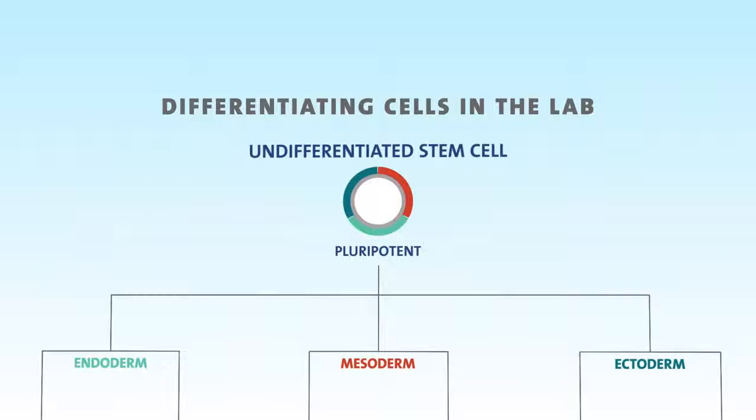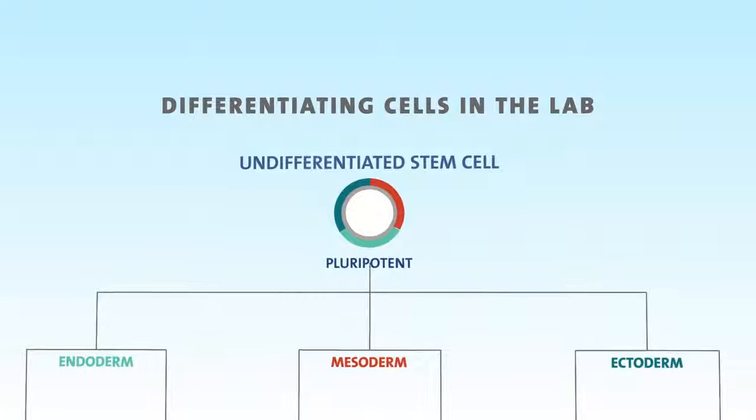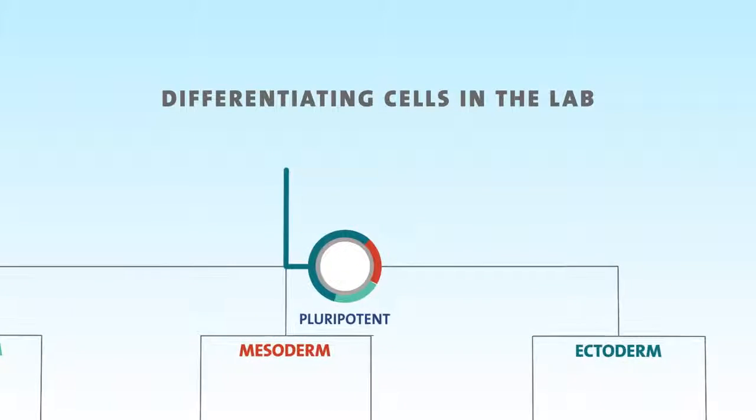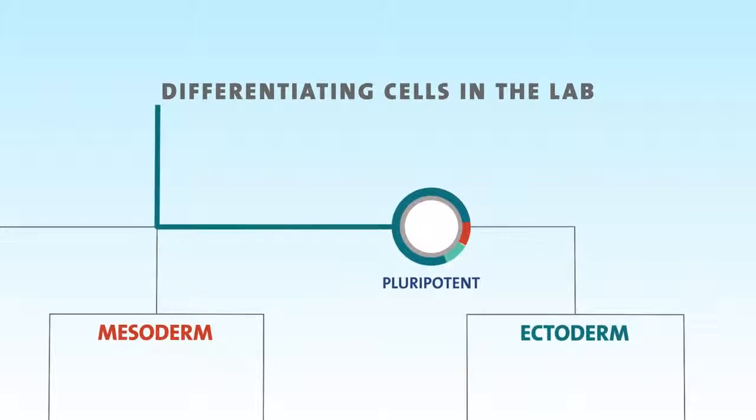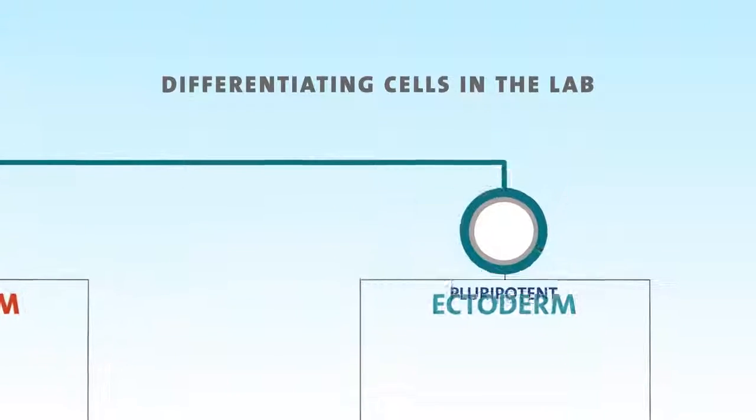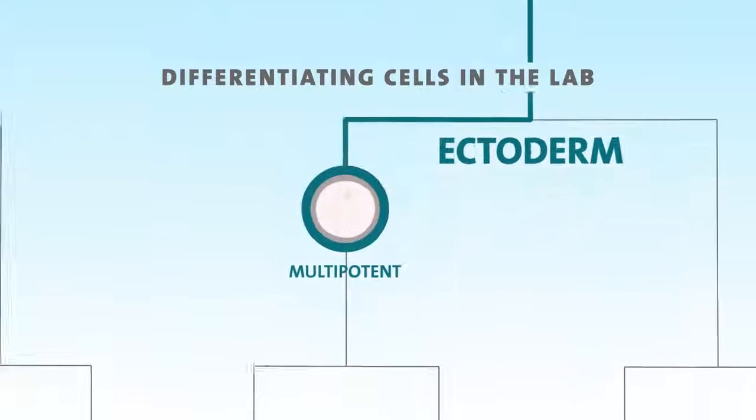Differentiating cells in the lab. Researchers can replicate this process in a lab. They start by putting stem cells in a culture dish. Then they add growth factors, which are naturally occurring proteins or chemical molecules that change the activity of the cells and cause them to replicate into a different cell type.